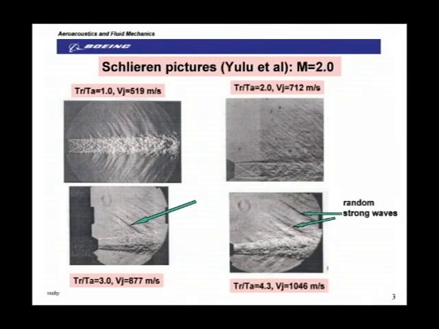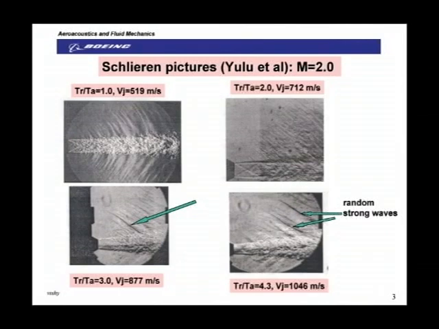These are some schlieren pictures taken by Yu and his group at Florida State. You have a Mach 2 perfectly expanded jet at various temperature ratios, and cold jets produce a velocity of 500 meters per second. At very high temperature ratios of 4.3, you have velocities in excess of 1 kilometer per second.